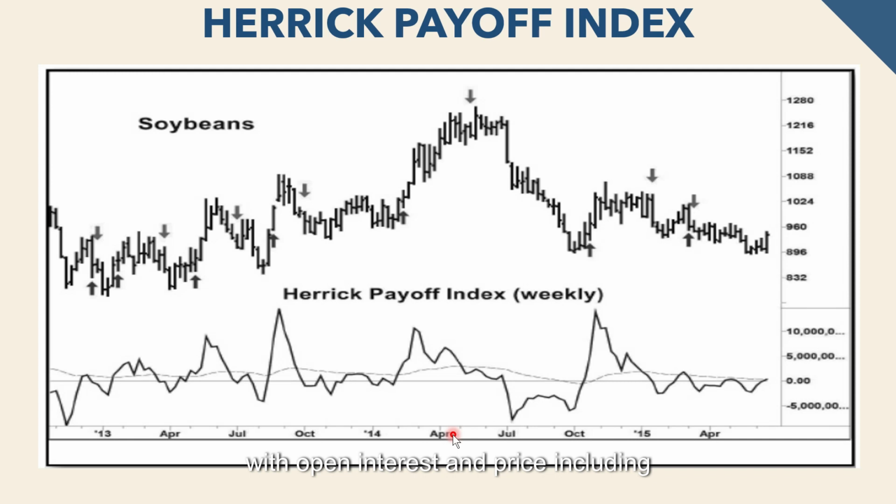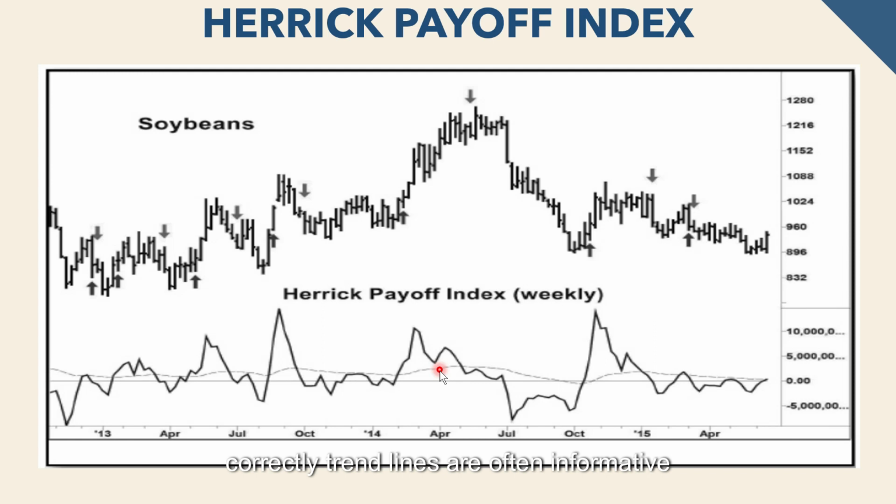With open interest and price, including volume, this Herrick payoff index is calculated. In the lower portion of the screen, you can see Herrick payoff index. This is an oscillator and the solid black line is Herrick payoff index and the gray line is the moving average of Herrick payoff index. What is the interpretation for Herrick payoff index? When the index is above or below zero and whether divergences exist between volume and open interest, then we need to understand the trend accordingly.